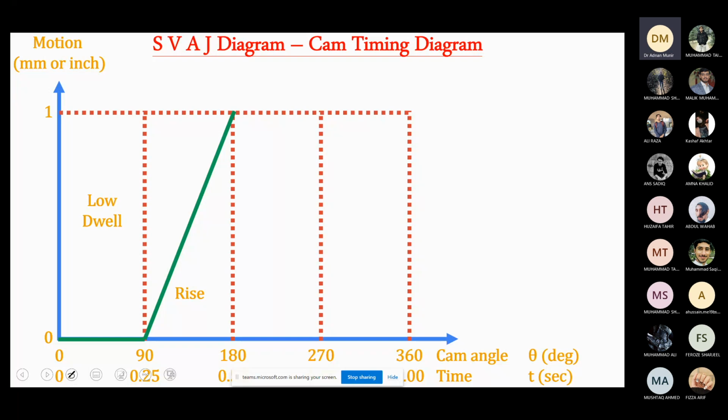The first motion profile from 0 to 90 is a dwell, low dwell, and then it is followed by a rise from 90 to 180 degrees. Then again we have a dwell. This is called a high dwell. So make note of the low dwell and high dwell. Low dwell is when we have low displacement, and high dwell is when we have high constant displacement. And this is followed by a fall like this. In this case, the rise and the fall are modeled as a linear function.